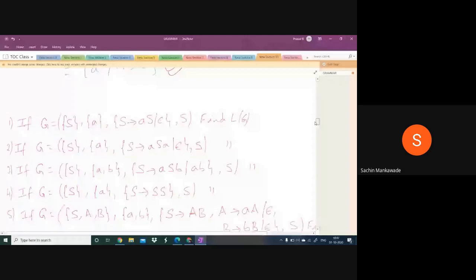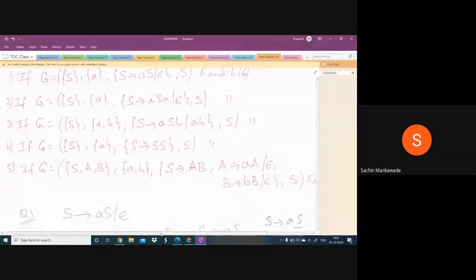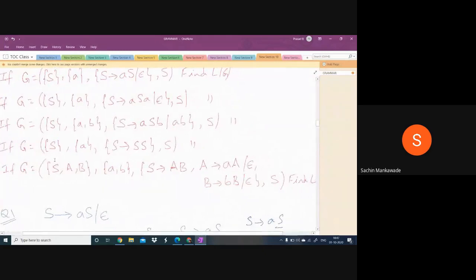This is the last question, fifth one. Find L of G. Yes, small a, small b are the terminals. And these are the productions. So tell me the L of G.